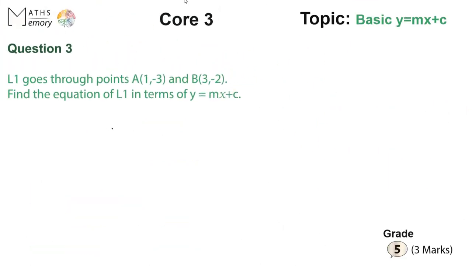Question 3, core 3. Press pause, write this question down, try to find the equation, and press play when you are ready. So in this case, we're looking for an equation in terms of y equals mx plus c, and this equation passes through these 2 points over here, A and B. So A is respectively 1 comma -3, B is 3 comma -2. So we want to find out the 2 parameters, in particular m and c over here.